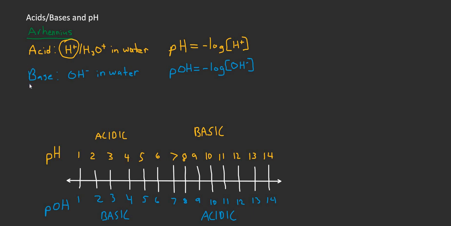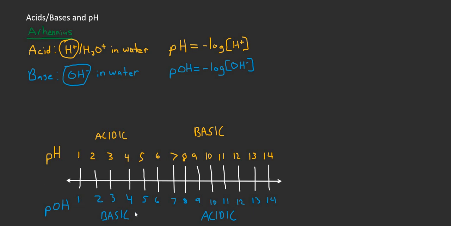And similarly, the definition of an Arrhenius base is a compound which dissociates in water and produces the OH minus ion, which is known as hydroxide. So this OH minus is called hydroxide, and it's going to be produced in water for an Arrhenius base. It similarly can be mapped on a logarithmic scale to measure concentration. So the concentration of your hydroxide ion can be placed on the pOH scale, which is down here at the bottom. So the pOH scale is similar to the pH scale, but it's the opposite.